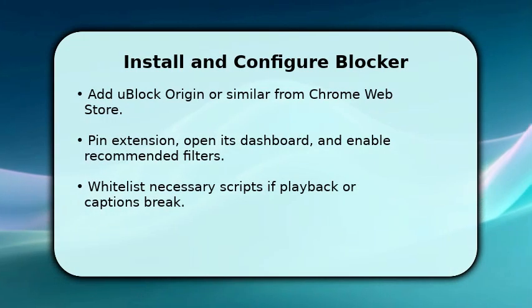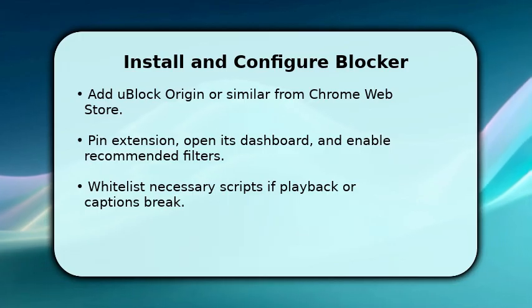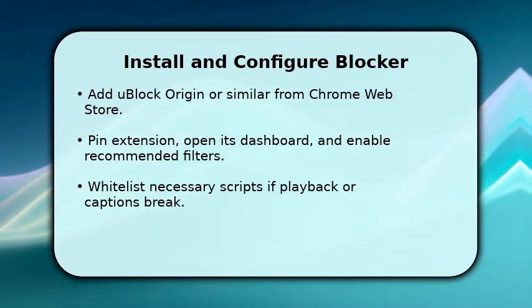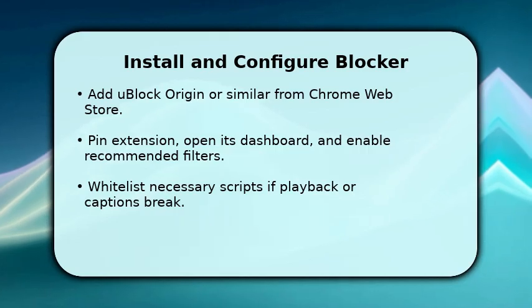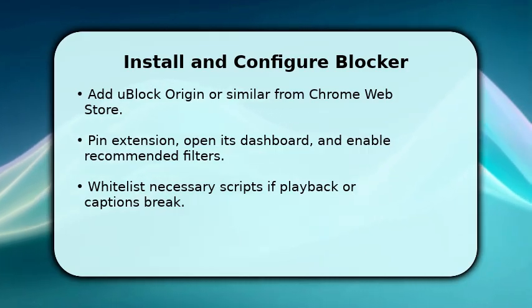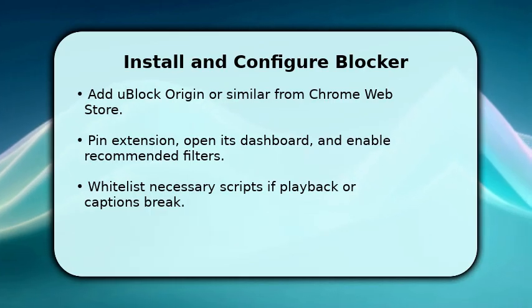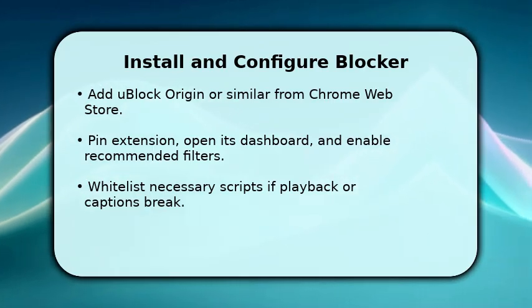You now install a trusted ad blocker like uBlock Origin from the Chrome Web Store. Click Add to Edge, then pin the extension so it's easy to access. Open its dashboard and enable recommended filter lists. These remove video ads, banner ads, and trackers.